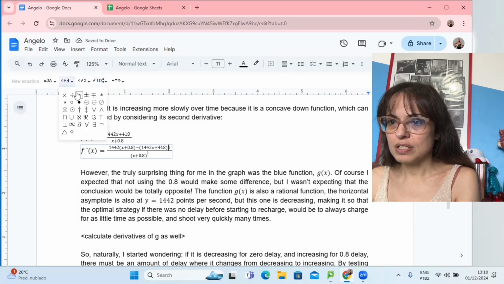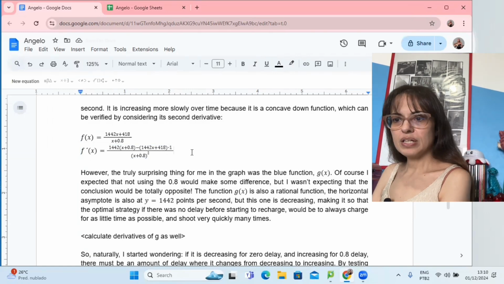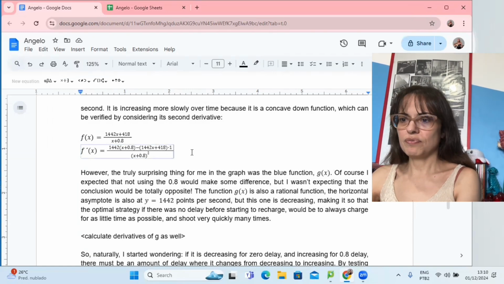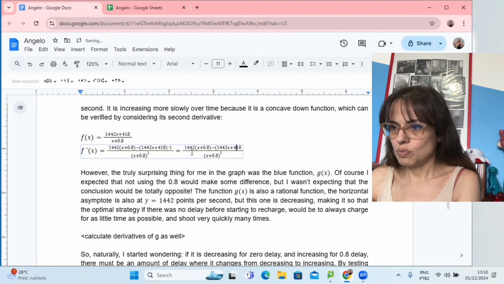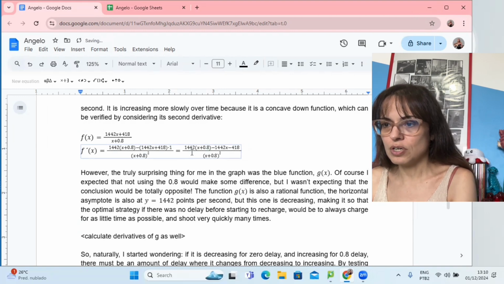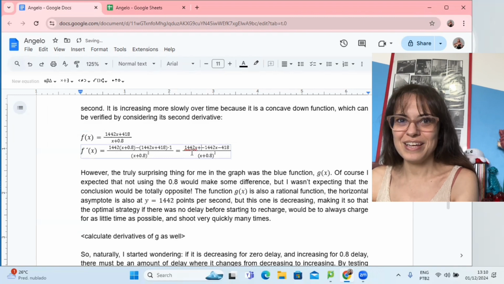There is a times symbol here. I'm not sure if I should leave the times 1 there, but I guess it's okay because I'm going to simplify this anyway. So like now, of course, the times 1 is the first thing to go. Now I'm going to distribute this minus to get this parentheses out of here. And I'm going to distribute the 1442, and I'm going to need to learn how much is 1442 times 0.8.